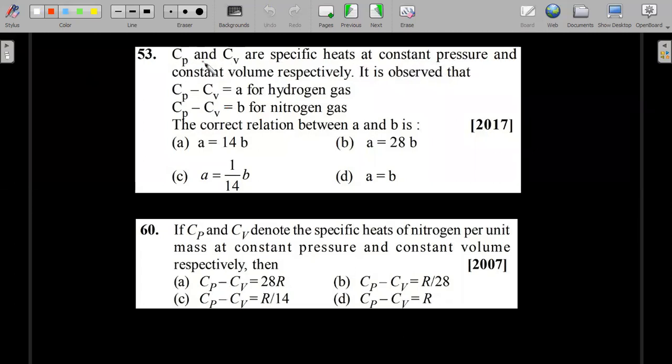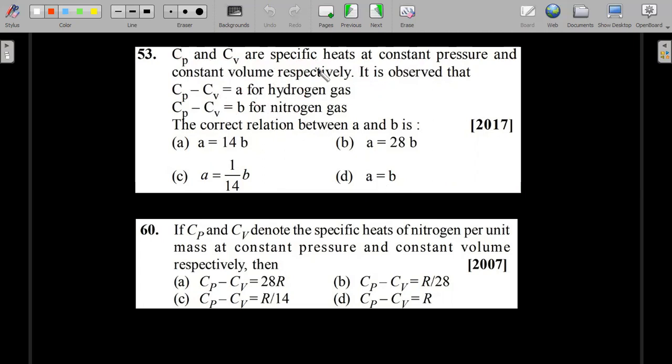This is a very, very cunning and cheating way of asking a question in the exam when the student is under a lot of pressure. Usually we use these symbols for molar specific heats. But he's talking about specific heat, and specific heat is per unit mass. That's the important part. When he's taking it for hydrogen and nitrogen, we generally tend to consider Cp minus Cv is R, right? But that's not the correct answer here.